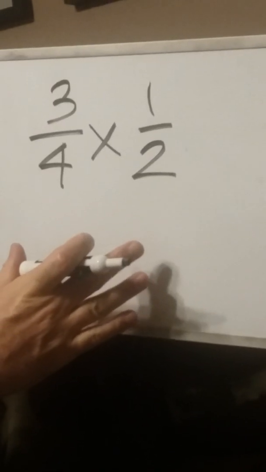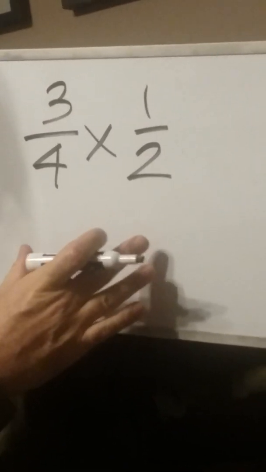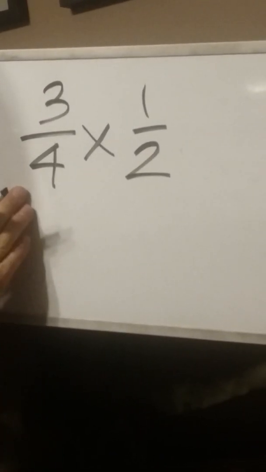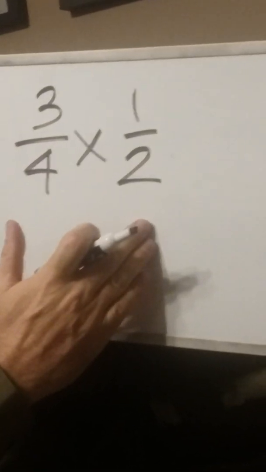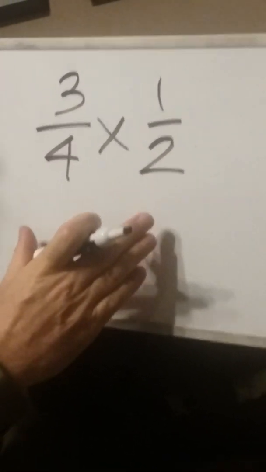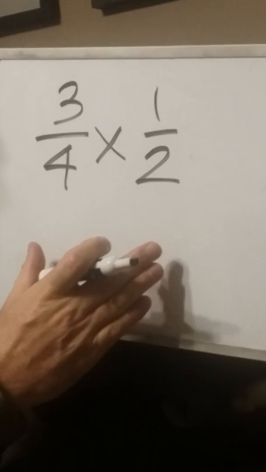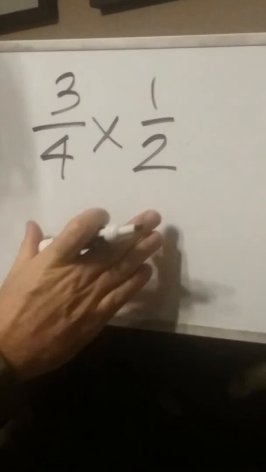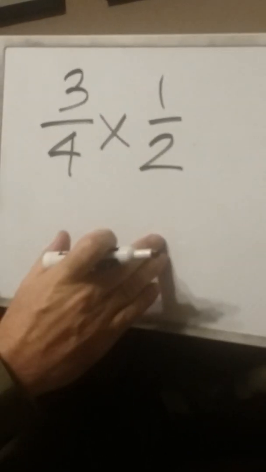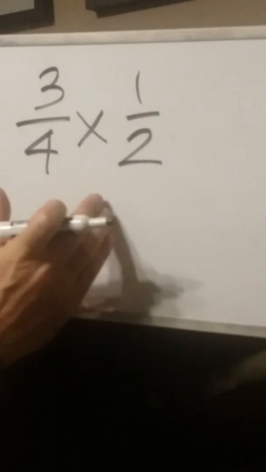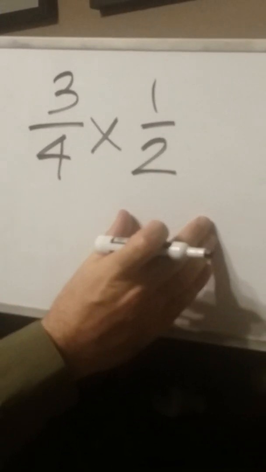How to multiply fractions. In this particular case, we're going to be multiplying the fraction 3/4 times 1/2. Now, one thing that's wonderful about multiplying fractions as opposed to adding and subtracting fractions is that we don't have to worry about having a common denominator. Another thing to remember is that this is actually a part of something being multiplied by another part of something.